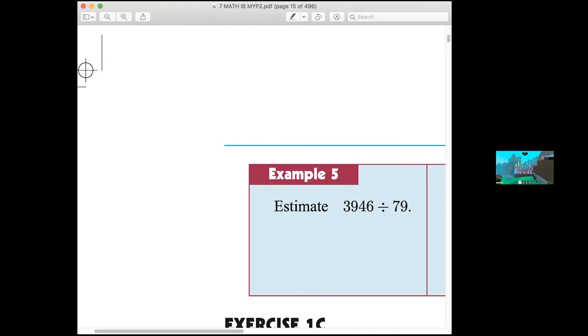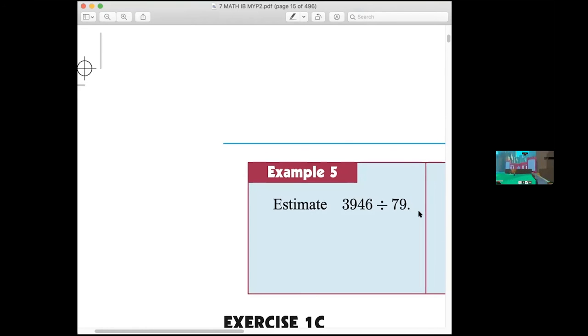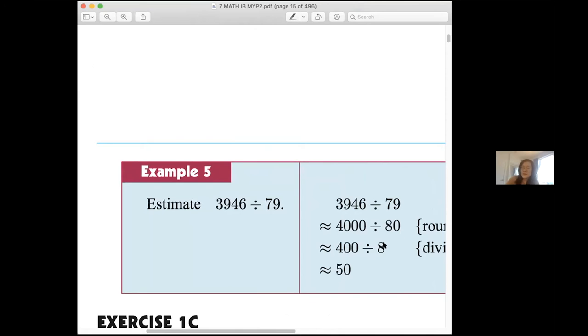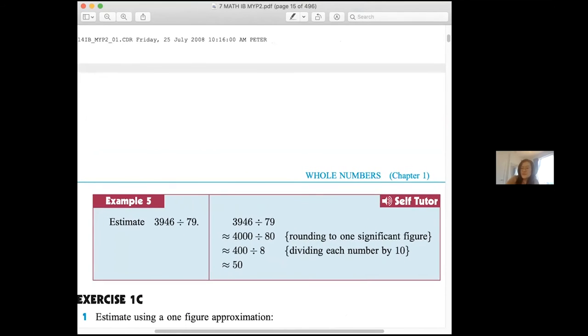So 39,000 pretty much rounds to 4,000, and then 79 rounds to 80. Rounds to 80. Yes. And so then we round to the first. 4,000 divided by 80, which is 50. Sorry, 4,000 divided by 80, which is 50. Yeah, okay, thanks, Johnny.